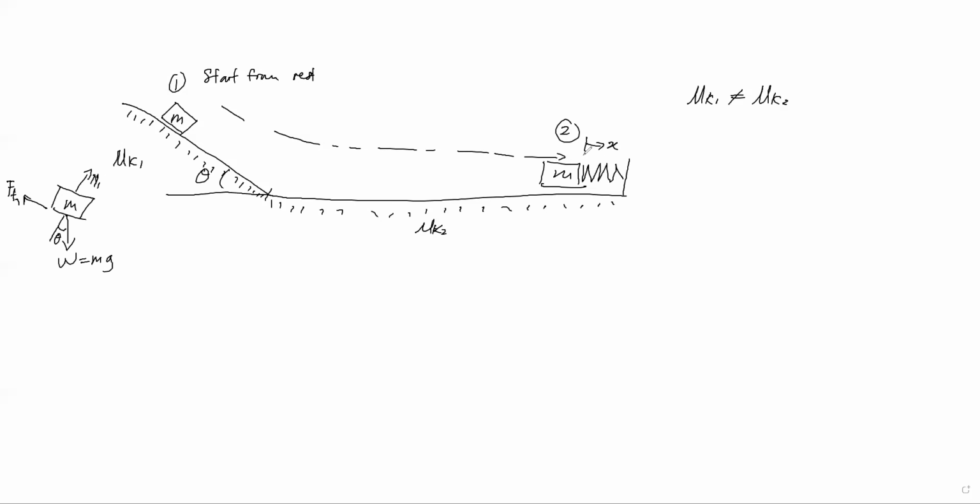On the other hand, at point 2 for block M, we have of course the weight here, which is mg, and friction at point 2. This one is 1, this one is 2, and you will have a normal force 2, and the force exerted on this spring system. I put an F spring, Fs.